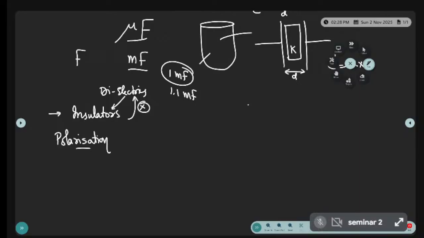When does polarization take place? That comes next. But here we are comparing dielectrics with insulators. What we said: all dielectrics are insulators, but all insulators are not. Is it clear?